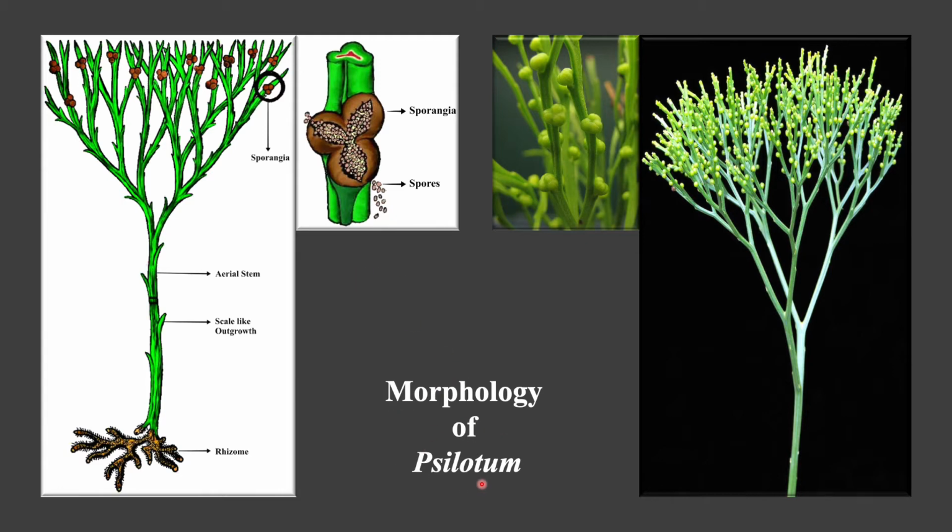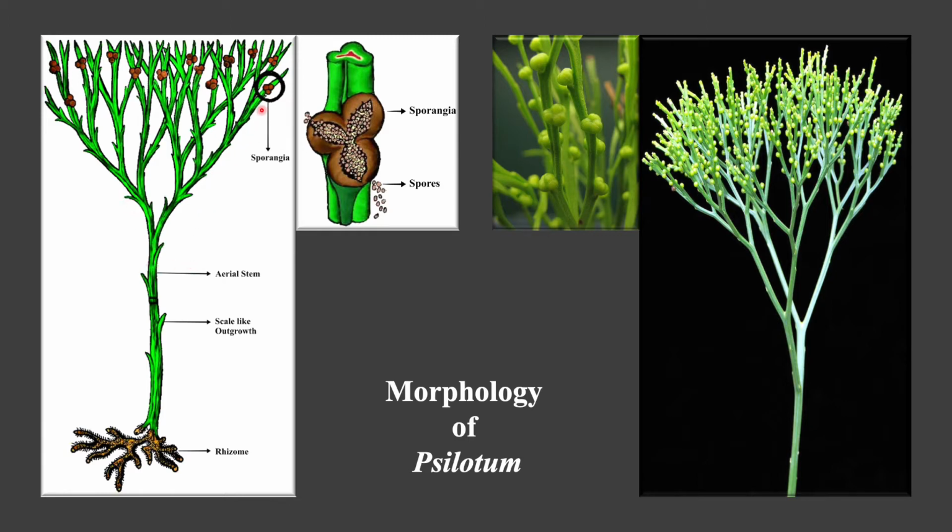Morphology of Psilotum. The sporophyte body shows little organ differentiation. The stem is differentiated into an underground rhizome and an aerial part. The rhizome grows horizontally in the soil and may bear rhizoids but no roots. The upright stem shows dichotomous or forked or Y-shaped branching, as you can see in the slide.